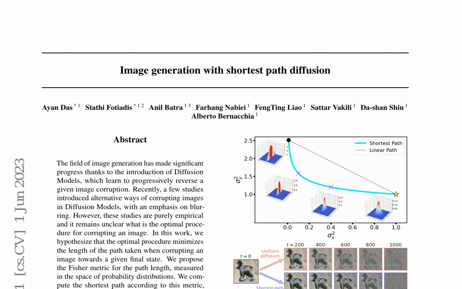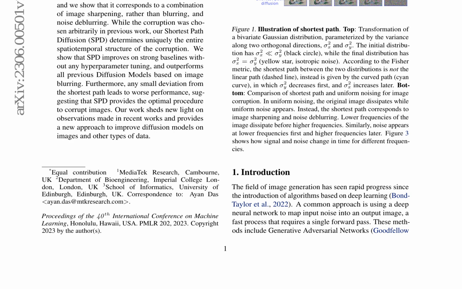Recent studies have explored alternative procedures for corrupting images in diffusion models, focusing on image blurring. However, it remains unclear what the optimal procedure for corruption is. In this work, we hypothesize that the optimal procedure for corruption corresponds to the shortest path in the space of distributions, which can be computed using the Fisher metric. We contribute by computing the shortest path analytically between Gaussian distributions and proposing an approximation for the non-Gaussian case.